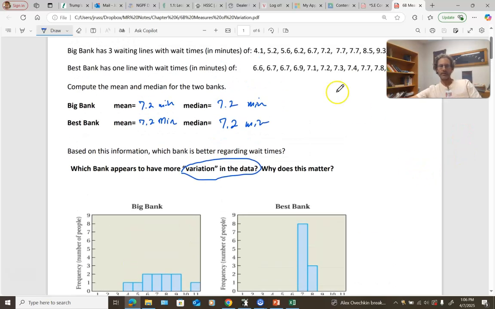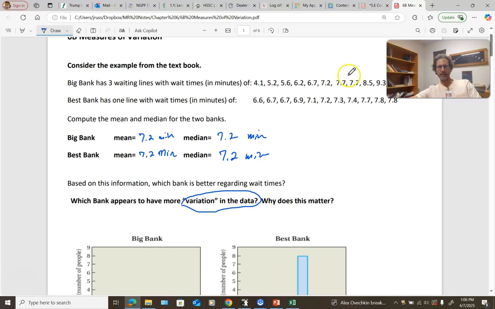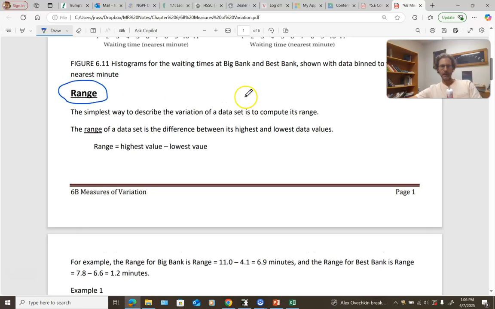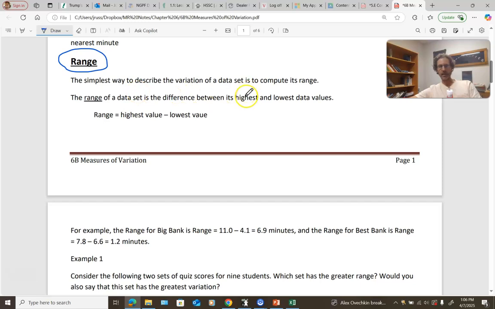Because again, we can clearly see, even by inspecting the data sets, that there's more variation in the wait times at Big Bank. But we want to be able to use a number to describe or quantify the variation in the data, how spread out it is, in other words. And that's what we're going to talk about now. So the first and the easiest way to try to quantify this is by simply listing the range in the data. Okay, and so the range is simply the difference between the highest and the lowest data values. Okay, seems fairly straightforward.